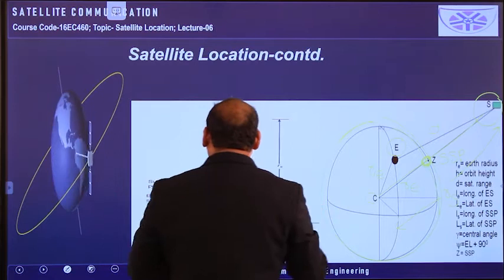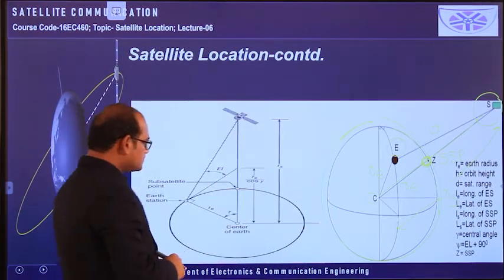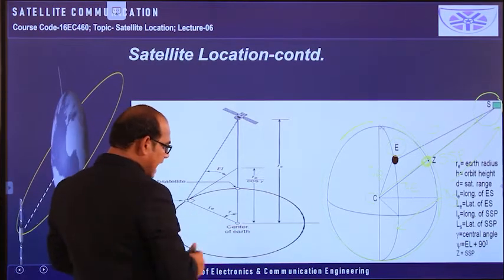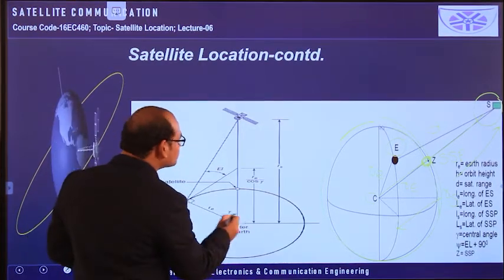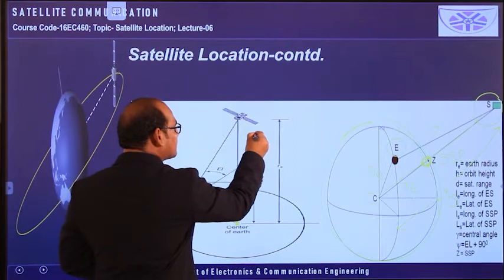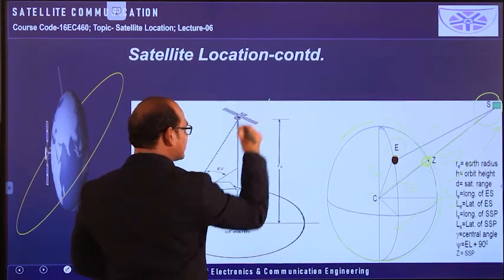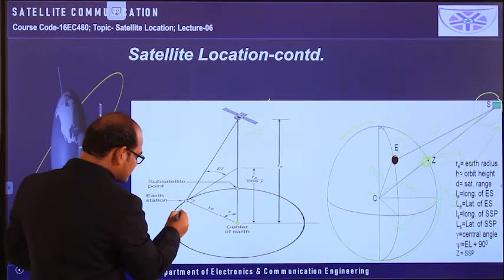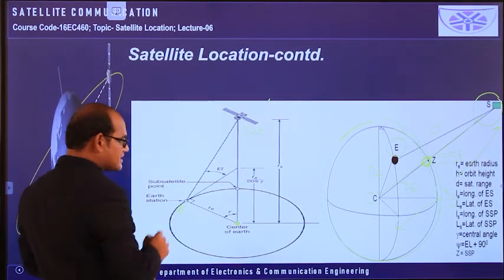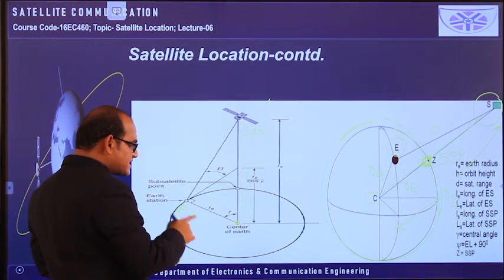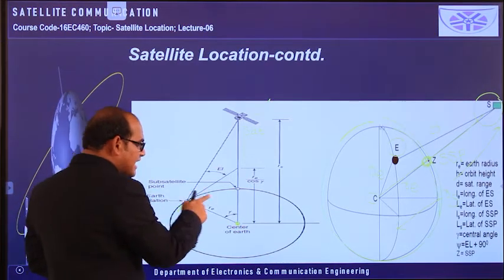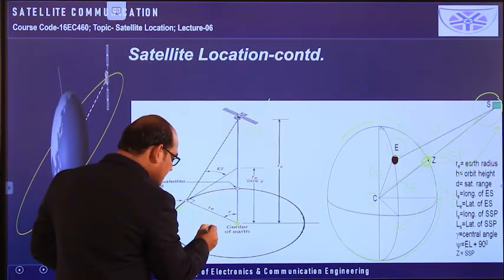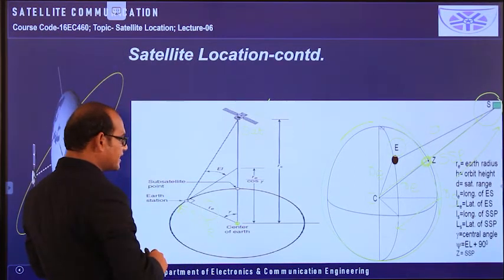Next, the same thing you can observe in this diagram also, but we have given it in a different view here. This is the earth and this is the earth center, and here the satellite is available. This is the satellite, and here the earth station is there. This is ES. And already we know that the distance between the earth station and the center of the earth is the earth radius RE.